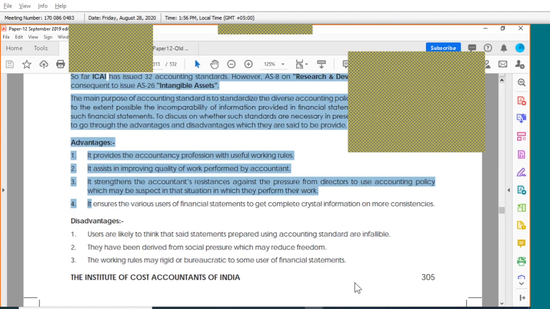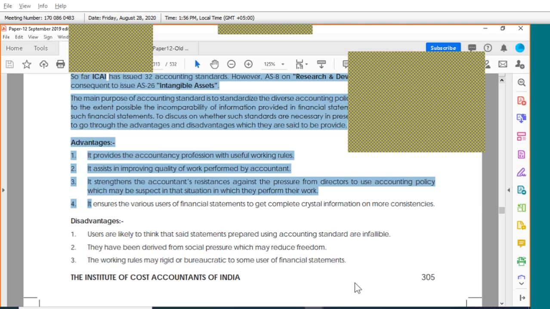Yeah, I'll tell you that users are likely to think that the statements prepared using accounting standards are infallible. Still, there might be some loopholes where we have to ensure the correctness of the financial statement. If accounting standard is followed, that does not mean 100% everything is correct. We have to ensure in other manner also.